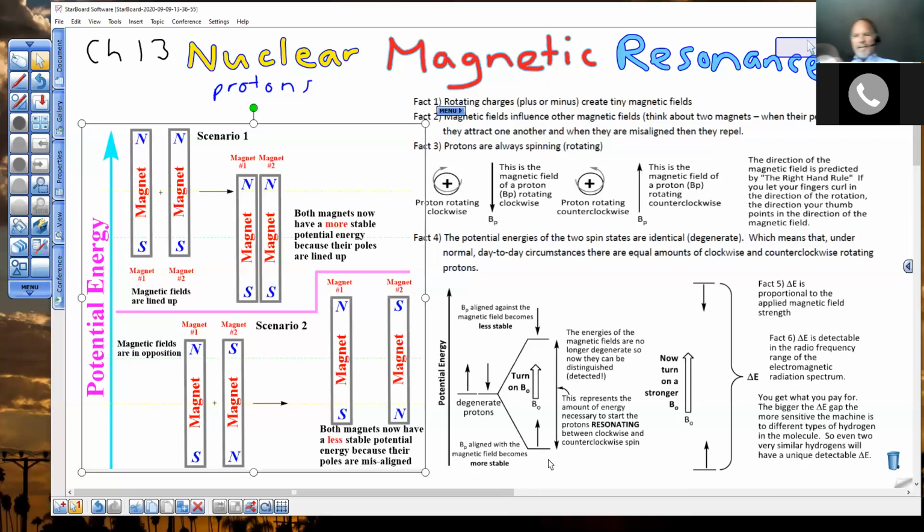And all you have to do is monitor the amount of energy you put in and then see if it got absorbed. If it got absorbed, then a particular type of proton was doing the absorbing, and your machine would say, oh, this radiation got absorbed. It didn't make it through the other side of the machine. Therefore, there's a particular type of hydrogen in this molecule. This is the most useful information for analyzing molecules.